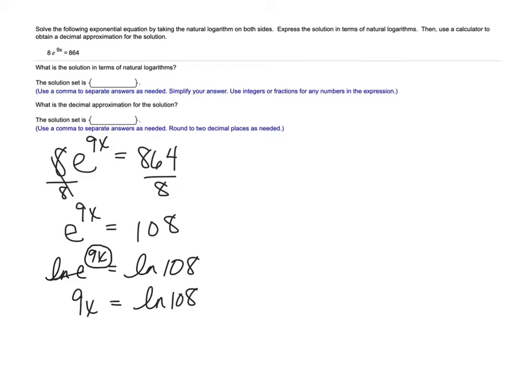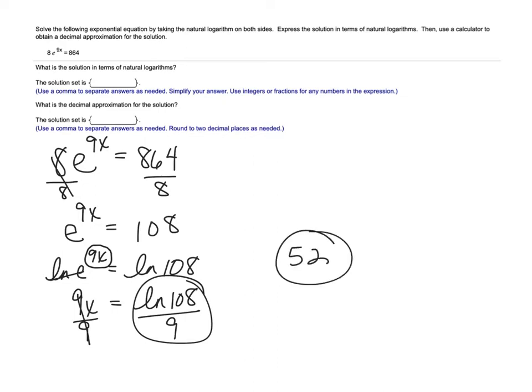We're almost done. We're solving for x, so we can divide both sides by 9. This is so similar to the last one. The difference is now the natural log is divided by 9. And that's our first part. Then let's type it in. We have the natural log of 108 divided by 9, and I got 0.52.